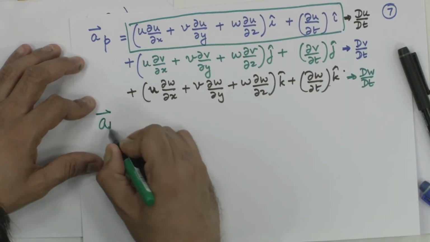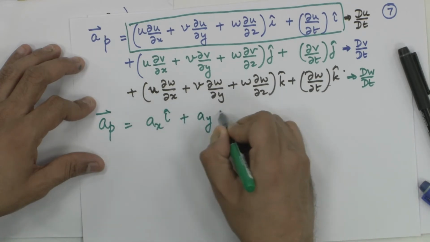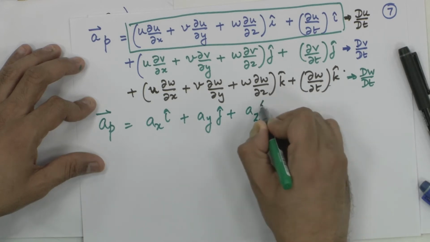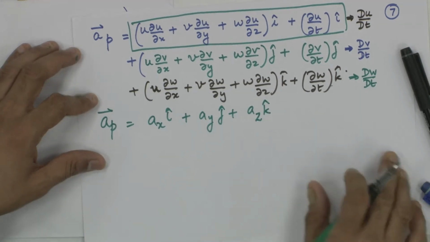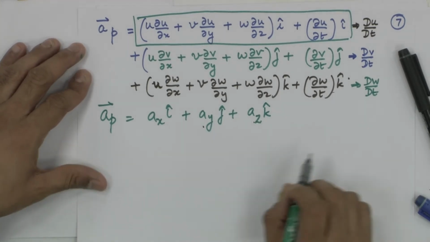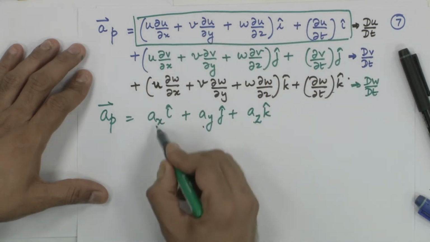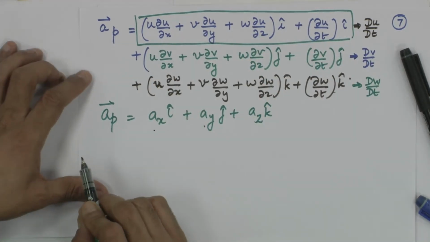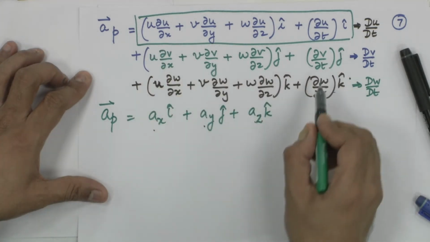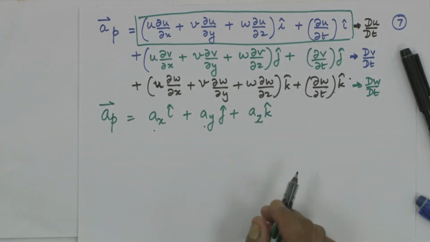a sub p is ax i cap plus ay j cap plus az k cap. X component of the acceleration, y component of the acceleration, z component of the acceleration. Anything with i cap is grouped together, that is the x component of the acceleration. Anything with j cap is the y component of the acceleration. Anything with k cap is the z component of the acceleration.